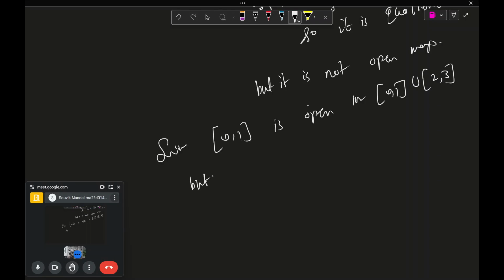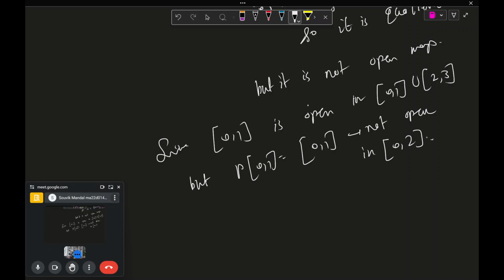But its image is what? Its image is [0, 1]. This is not open in [0, 2]. So P is not open. Okay, so that's why. So this is one example of a quotient map which is not an open map. Similarly, we'll now see an example of a quotient map which is not a closed map.